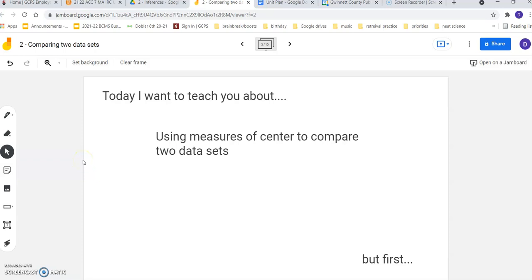Hello, everybody. Today I want to teach you about using measures of center to compare two data sets. So if you will, please make this the title of the next free page in your math notebook. And when you have done so, close it up and give me your concentration.